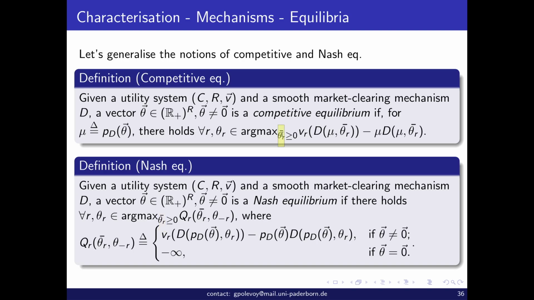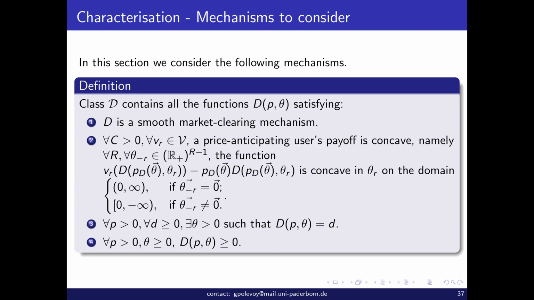Okay, so we have generalized the equilibrium, and finally, we generalize the mechanisms we consider. So we consider the following mechanism. I remind you that D theta is a demand function, and calligraphic D, which contains all the demand functions that we consider, is defined as follows. First of all, each demand function is a smooth market clearing mechanism, as defined before.